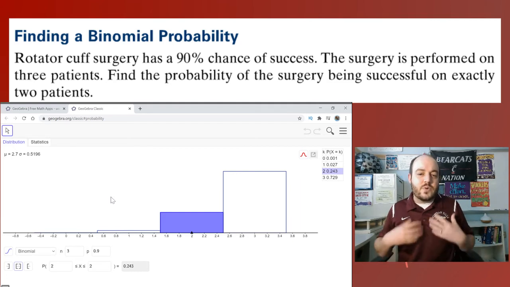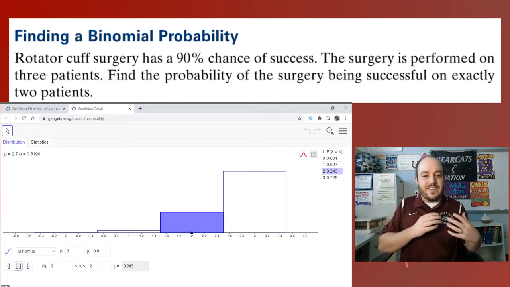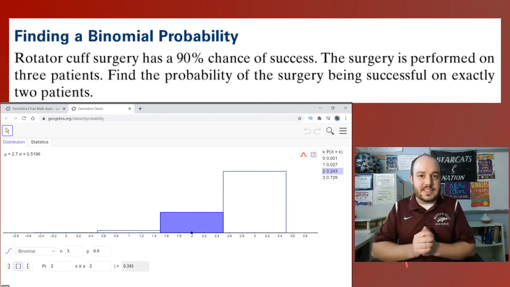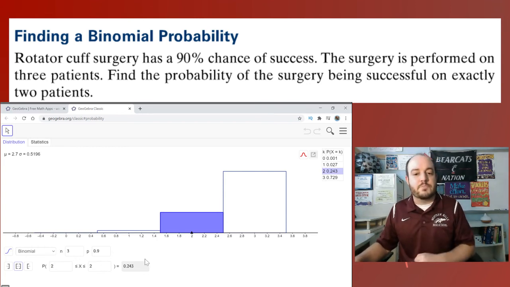So the answer to the question we were actually looking at the beginning today, where they wanted to know the probability of getting exactly 2 out of the 3 being successful, is going to be 24.3%. Well, that's going to go ahead and wrap it up for binomial distributions on GeoGebra.